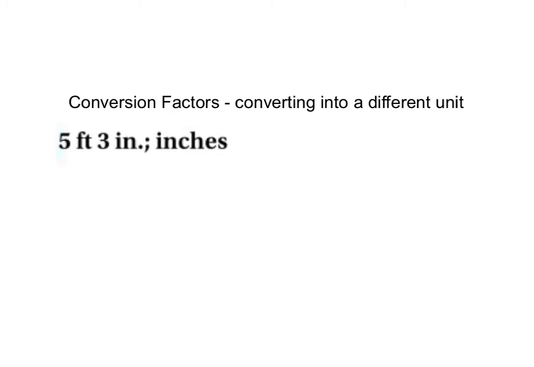Conversion factor, so converting into a different unit. So if we have feet, we want to go to inches, but we've got 5 feet and 3 inches. Let's figure this one out. So in order to go from feet to inches, we have to rewrite this as 5 feet plus 3 inches. Make sure you're not converting the inches again because the inches are already converted. So it should just be 5 feet plus 3 inches, but we need to convert that feet into inches. How we do that is we just bring it down here.